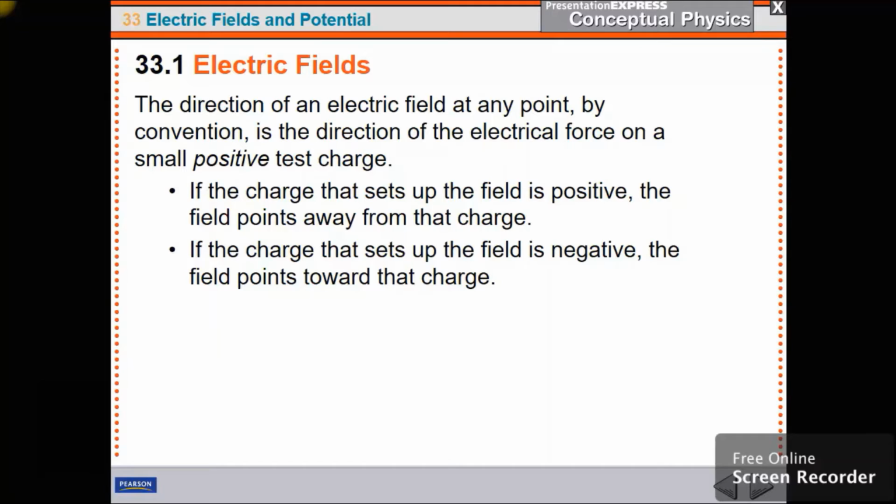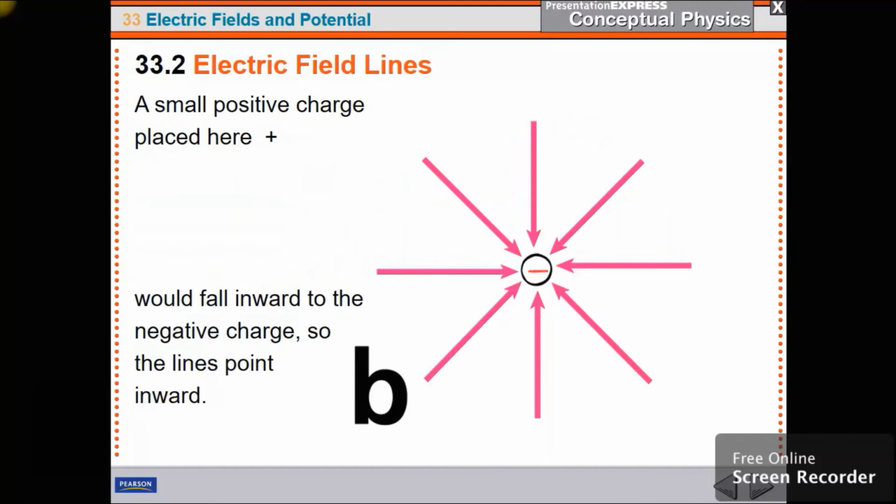So, if the charge that sets up the field is positive, then the field points away from the charge. If the charge that sets up the field is negative, the field points towards that charge. And we definitely need examples for this.